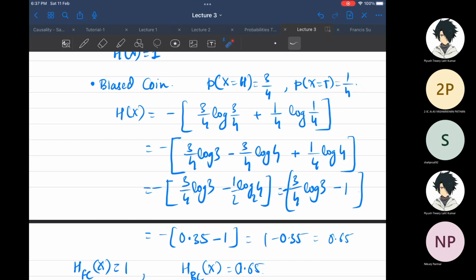I hope you will agree that if I tell you the probability of heads is 3 by 4 and the probability of tails is 1 by 4, and I toss the coin, you will bet that the output is heads. Why? Simply because there are more chances that the output is going to be heads. So in some sense I have given you some information, meaning that you are more certain that the output is going to be heads as compared to tails. Does that make sense, Nikunj?